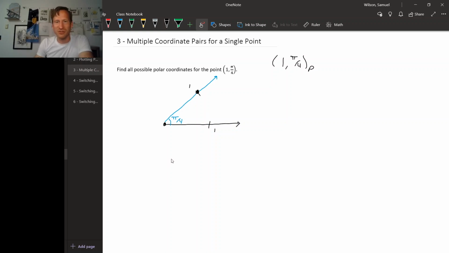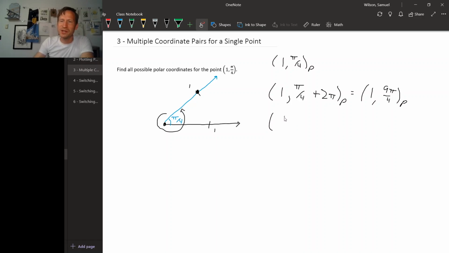But let's find other pairs of coordinates. Well, since any coterminal angle also points in the same direction, we could just go around again and use the same r value, and that would put us in the same spot. So we would still be going an r value of 1, but we would add 2 pi to the theta value for this point. And probably we should actually add those up. So 2 pi is 8 pi over 4 plus another pi over 4. That's 9 pi over 4.